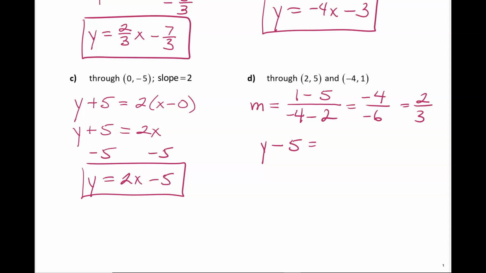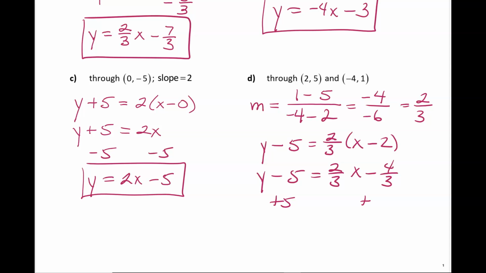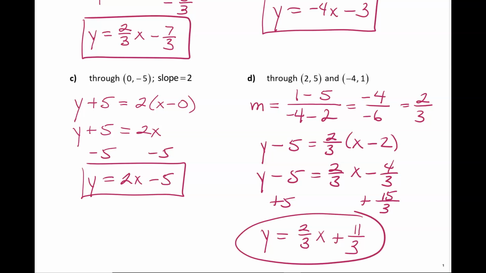y minus 5 equals m times x minus 2, and we'll have y minus 5 equals 2/3 x minus 4/3, and then I'm going to add 5 on the right side of the equation, but I'm going to add it in the form of 15/3. So y is equal to 2/3 x plus 11/3 is our final answer.